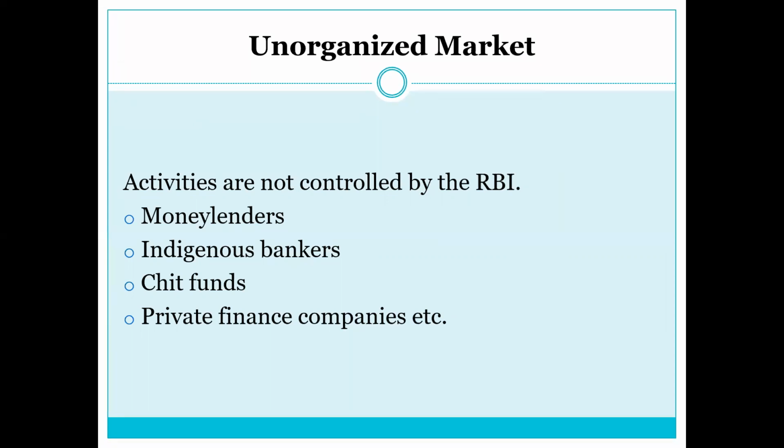So who are money lenders? Money lenders are people with surplus funds. They have surplus funds in their hand, so they are willing to lend it to people for an interest and make some extra earning through that means. So money lenders lend their own funds to outsiders and they will charge an interest for the period for which they lent the money. The second category is indigenous bankers.